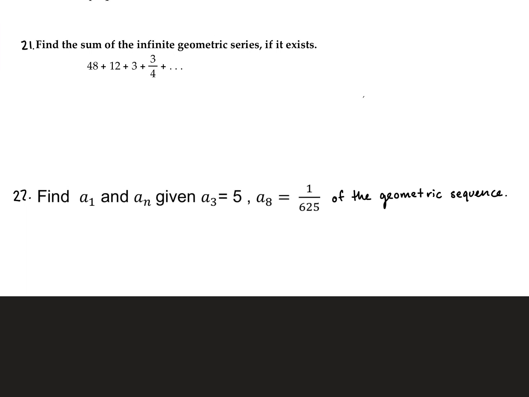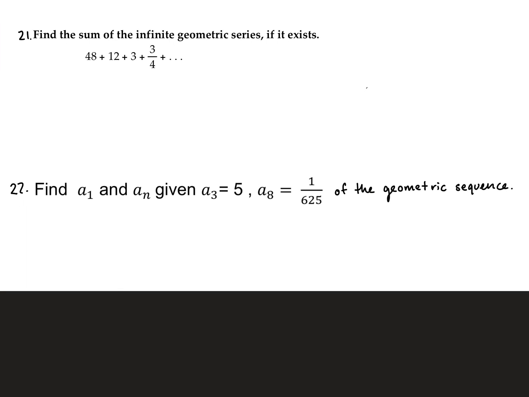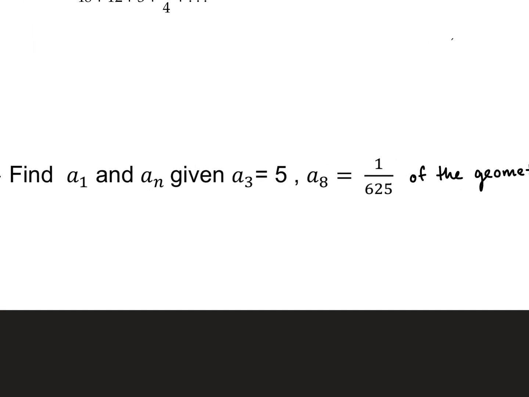All right, so 22. We have to find a sub 1 and a sub n, given a sub 3 is 5, a sub 8 is 1 over 625 of the geometric sequence. So geometric sequence, our formula is a sub n is equal to a sub 1 times r to the power of n minus 1. So if I'm now using 8 and 3, this will be a sub 8 is equal to a sub 3 times r to the power of 8 minus 3, which is 5, yes.